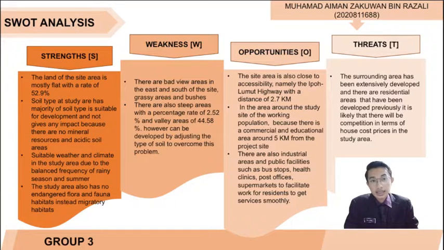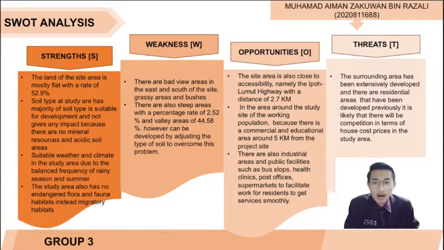Okay, the next slides I will explain about the SWOT analysis. So the four elements: the first one is strengths, second is weaknesses, third is opportunities, and the last one is threats. Firstly, the strengths. The land of the site area is mostly flat with a rate of 52.9%. The majority of the soil type at the study area is suitable for development because it gives no impact to this project.